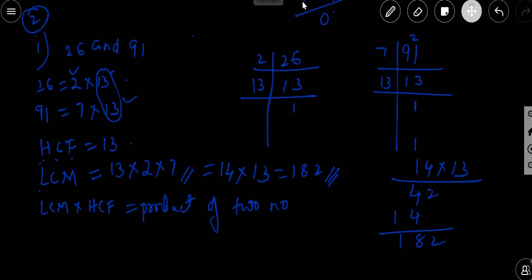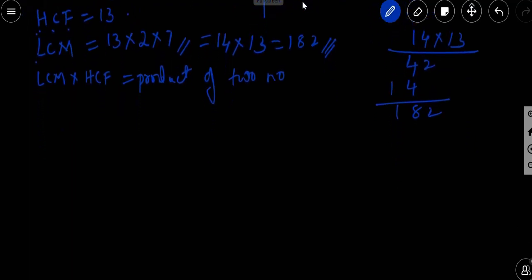So how much is the LCM? The LCM is 182 into how much is the HCF? The HCF is 13. And the two numbers we have taken are 26 into 91. Now please multiply this. If you multiply, you are going to get 2366, and this also if you multiply, you are going to get 2366. So LHS is equal to RHS, hence proved.